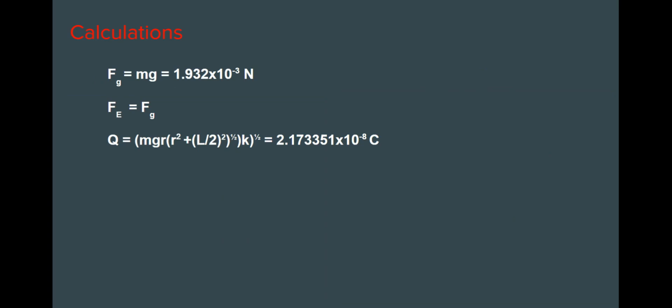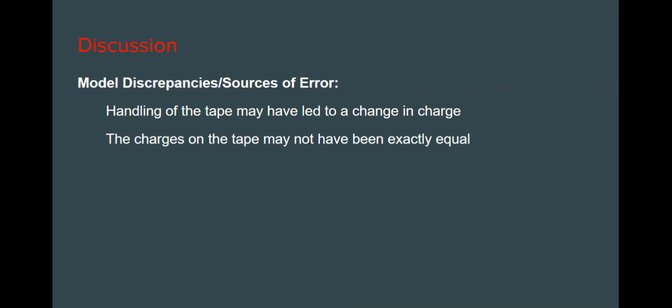The calculations that went into determining that are shown here, as first the force of gravity was calculated through F equals mg, then electric force was determined as Fe equals Fg, then Q was calculated through setting mg equal to kq over r squared r hat. So some places for error could be in handling of the tape, as the tapes discharge on contact, and with that the charges on the tape may not have been exactly equal.